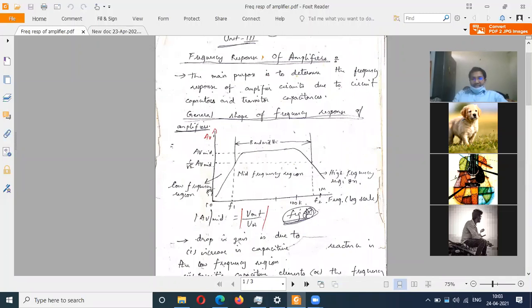This characteristic is due to what? Please answer. Junction capacitance or circuit capacitance? Which capacitance? Circuit capacitances or transistor capacitances?